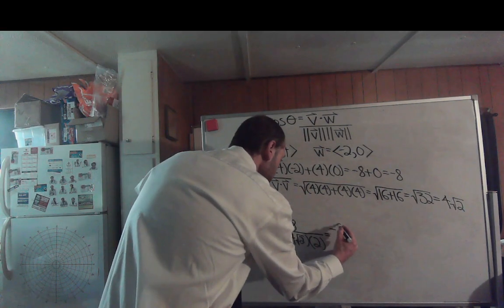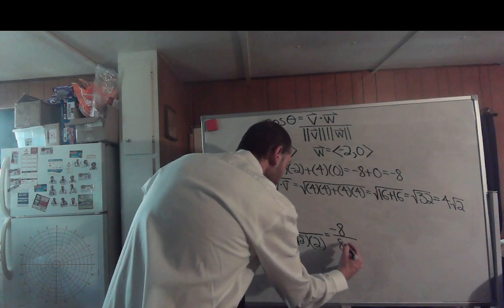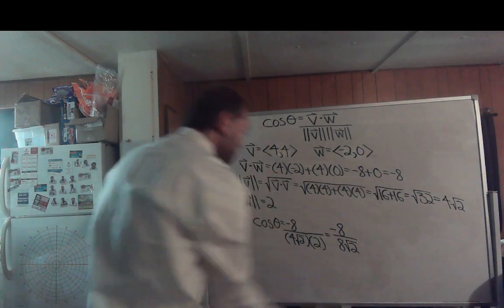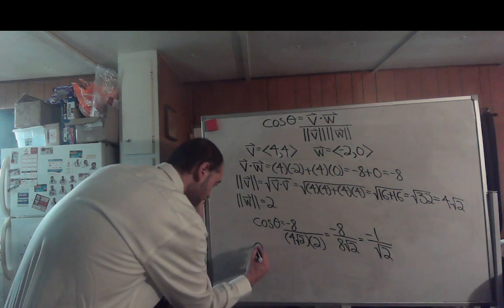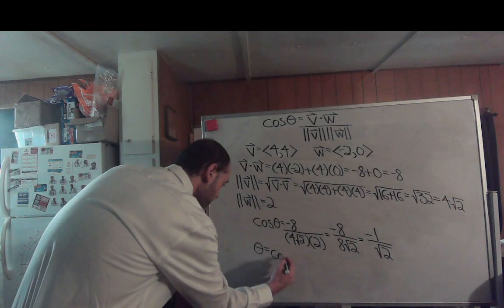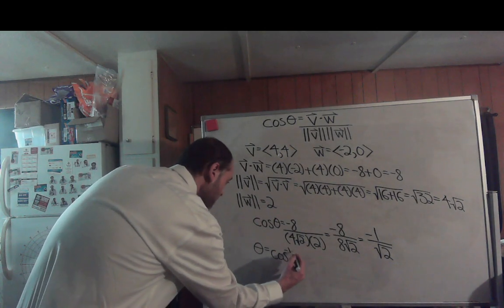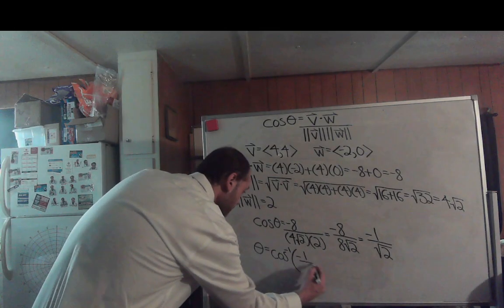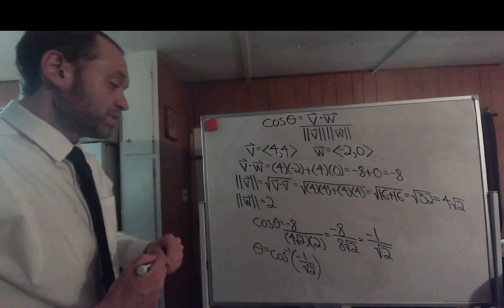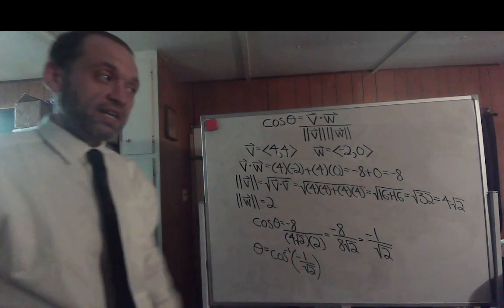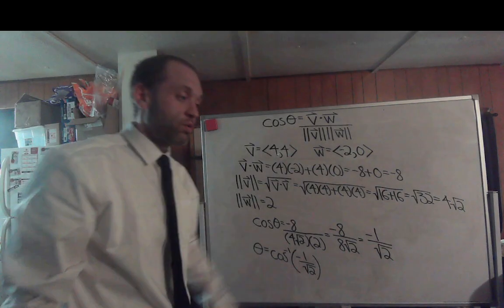Which is going to equal -8 over 8 times the square root of 2, which would give you -1 over the square root of 2. So that means that theta is going to equal the inverse cosine of -1 over the square root of 2. Alright, well, if we're taking the inverse cosine of a negative number, that tells us we'll be in the second quadrant, right?